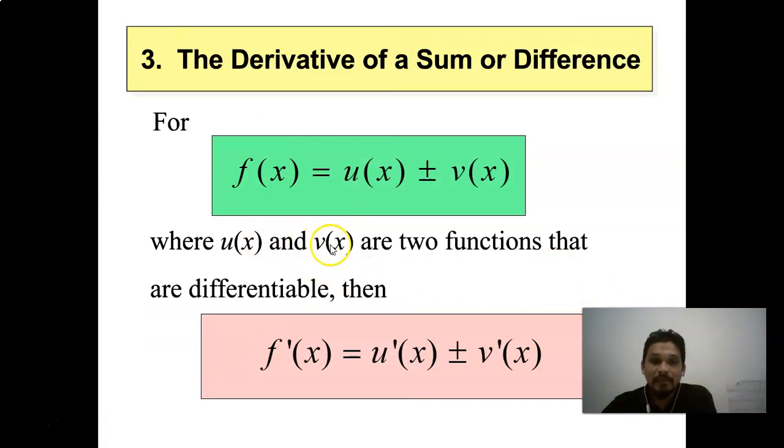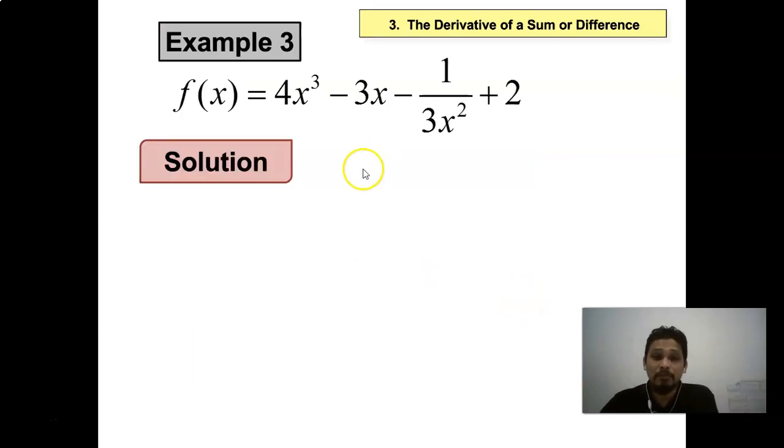Okay. Then next, if u and v are two functions that are differentiable, then for f prime we differentiate one by one without changing the sign of positive and negative, addition or subtraction. It still remains. Okay, for example, this one here. Before we differentiate, I'd like to make some adjustment here. Rewrite everything.